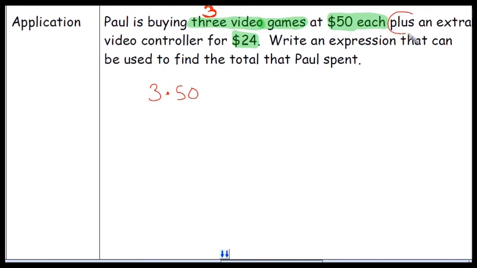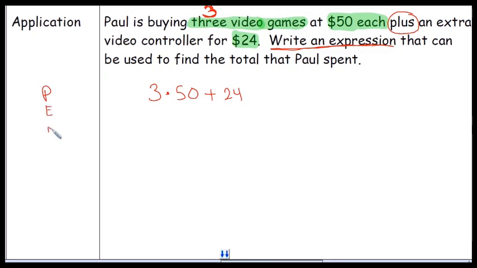But then here's this word right here, plus. And plus means that we're going to have to add, and we're going to add the cost of the video controller, which is $24. So this is the expression that they want us to write. So make sure that if it says write an expression, you have something that looks like this: numbers being multiplied, added, subtracted, something of that kind. Now the next thing I would have to do is find how much total Paul spent. So I'm going to follow my order of operations.